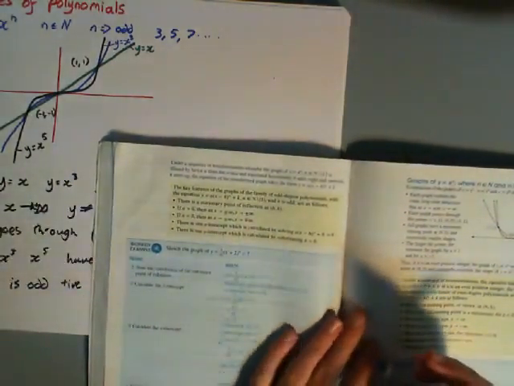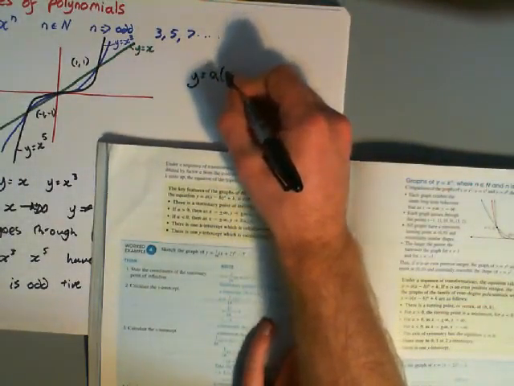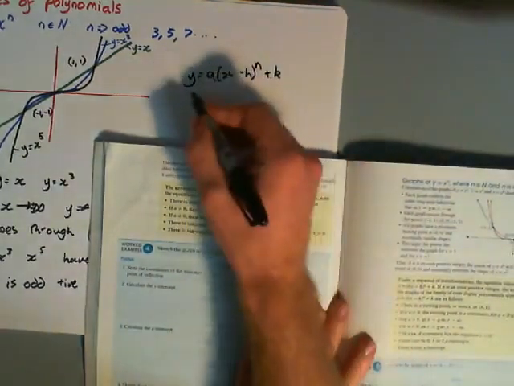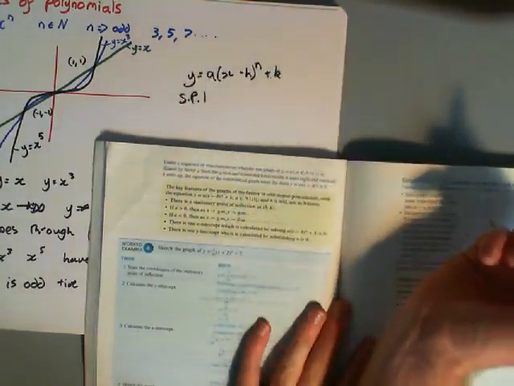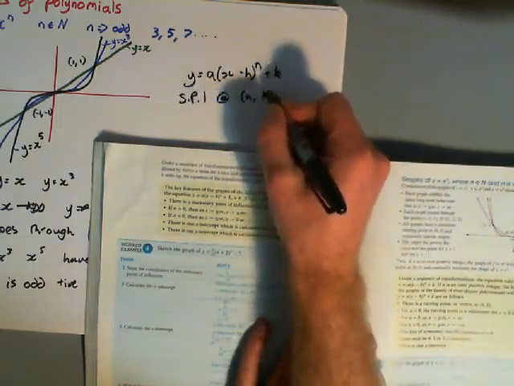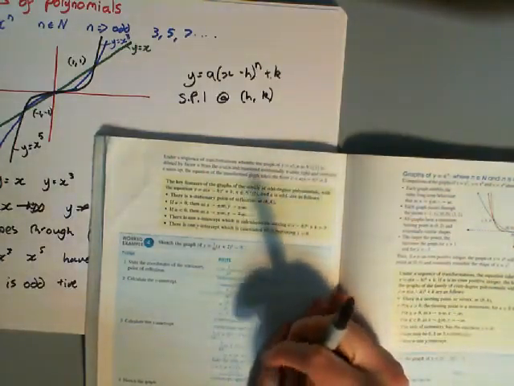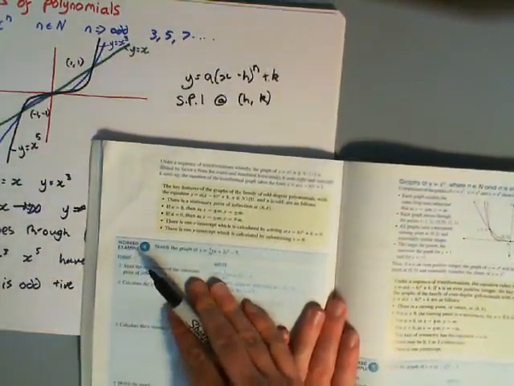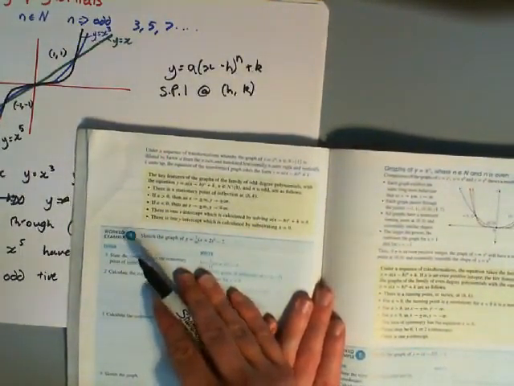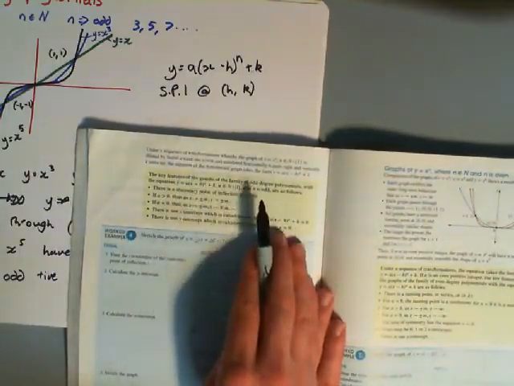Just to finish the definition, we've looked at, as a general equation, y equals a times (x take h) to the n plus k. We're going to have a stationary point of inflection at h, k, and we've looked at that. Now, if a is greater than 0, then as x approaches positive and negative infinity, y also approaches it.